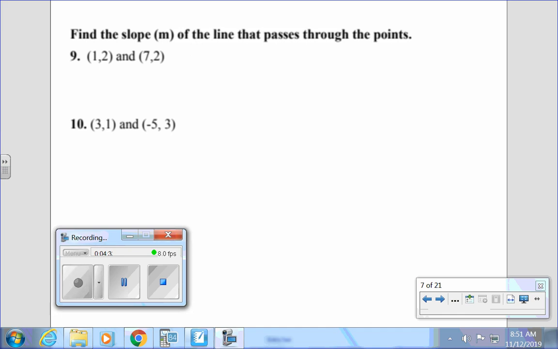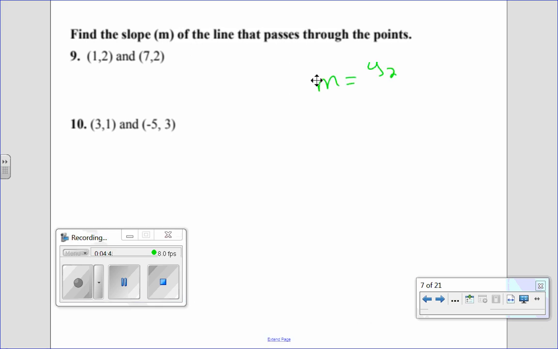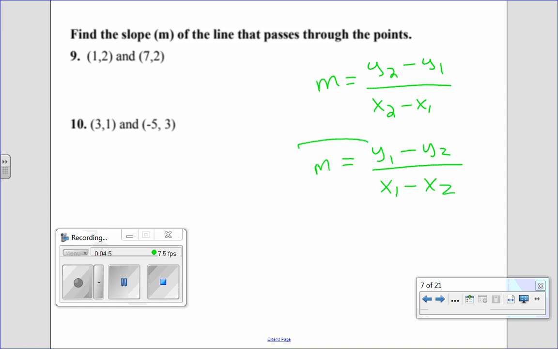Our instructions are find the slope M of the line that passes through these points. So let's jot down that slope formula right there on the study guide so you can study it. It's y2 minus y1 over x2 minus x1. And I did chat with you that that's the same exact thing as y1 minus y2 over x1 minus x2. As long as you go in the same order, you can go in whatever order you please.